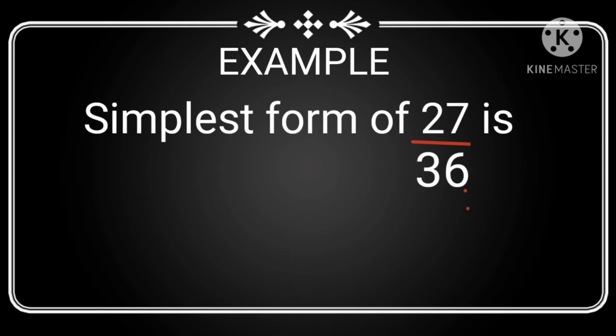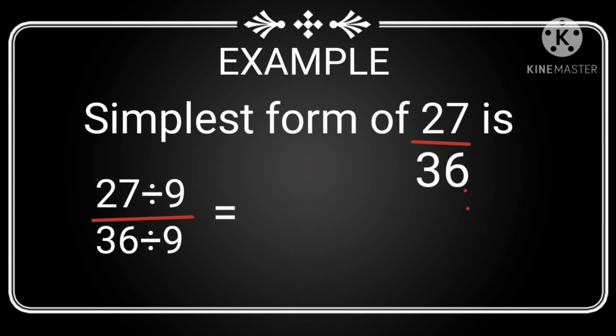For example, let us find the simplest form of 27 by 36. Now, 27 and 36 can be divided by 9. Now, 27 divided by 9 is equal to 3 and 36 divided by 9 is equal to 4. Can you divide it further? No, it doesn't have any other common factor now, isn't it? So, the simplest form of 27 by 36 is 3 by 4.